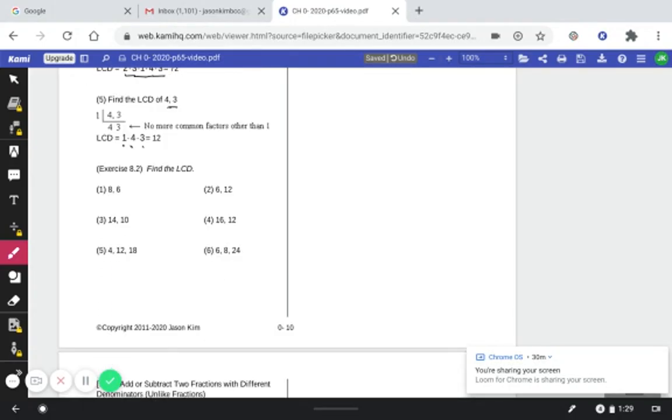Now here comes the exercise for finding LCD. So now try to find the LCD on your own for this exercise and compare with the answer at the bottom of this particular section. Okay.